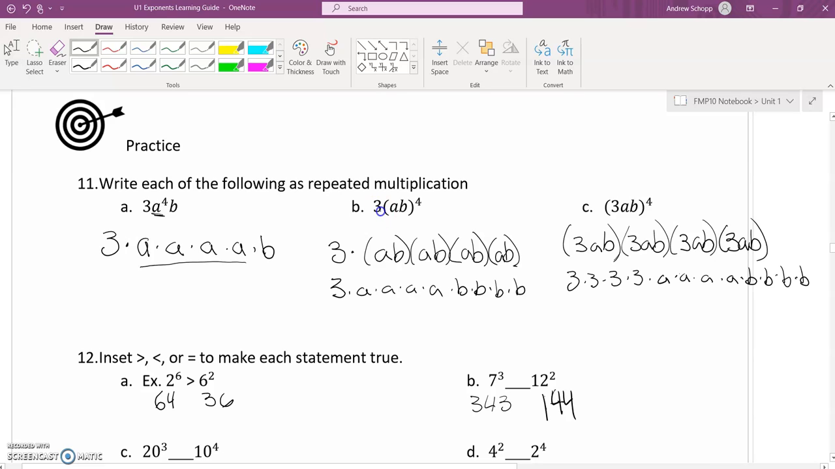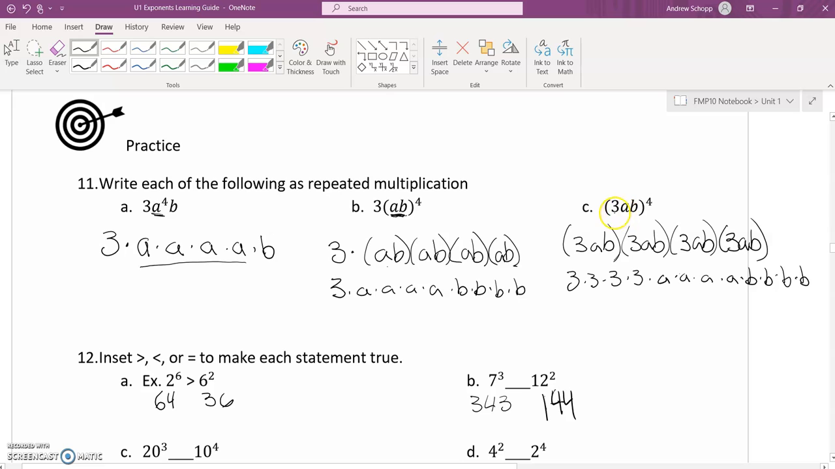For b, we have 3 times ab to the power of 4. So here you can see that the a and the b are being repeated, or the base is ab raised to the power of 4. So I would show that by multiplying ab times ab times ab times ab 4 times. And I could rearrange that if I wanted to bring the a's together and the b's together.